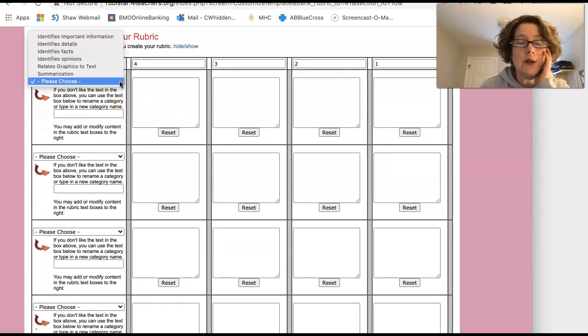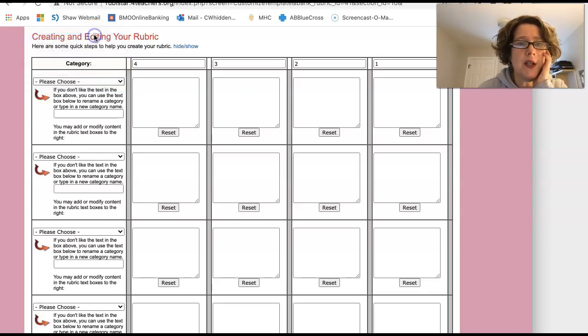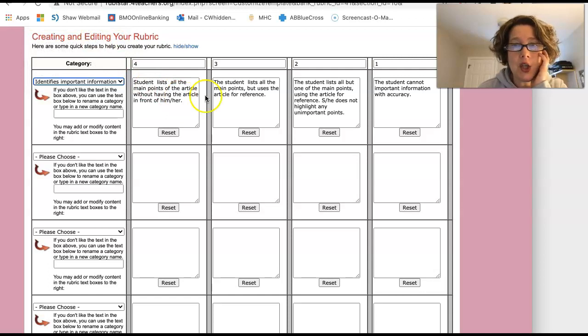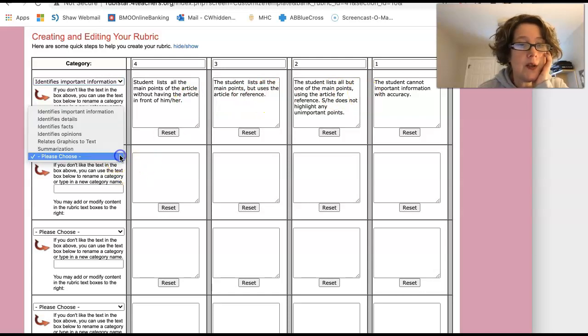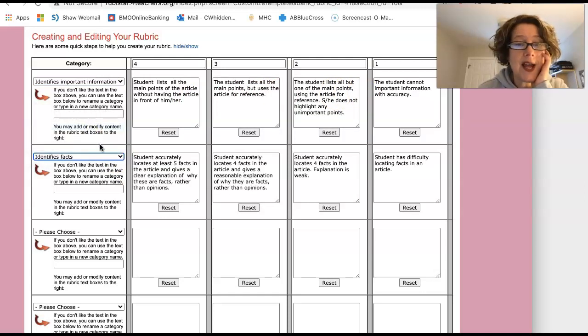So if you want to do some kind of reading analysis and you want to do "identifies that the student identifies important information," boom, you can do that, and it gives you "students list all the main points of the article without having the article in front of them," and so on. So here, if you want to do "identifies facts," students accurately locate at least a number of facts. Okay, so you can edit these too if you don't like what they've given you, but at least it gives you an idea of what kind of rubric criteria there are, like "relates graphics to text."